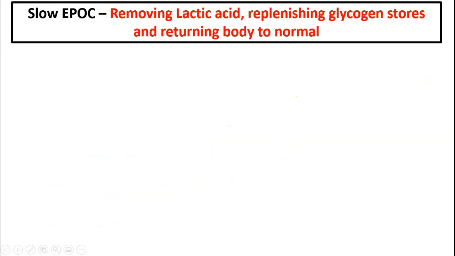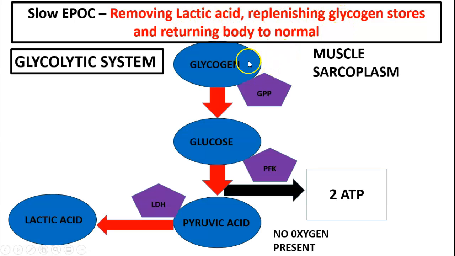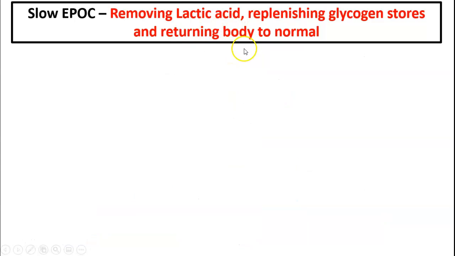So if we go on to here then, remember our key focus within slow EPOC is to remove lactic acid and to replenish glycogen stores. I'm going to go back slightly there. If the function of slow EPOC is to replenish our glycogen stores and remove lactic acid, I think it's really useful to remind ourselves of, during exercise, the process that allowed our glycogen to become depleted in the first place, and secondly, the process that allowed lactic acid to accumulate.